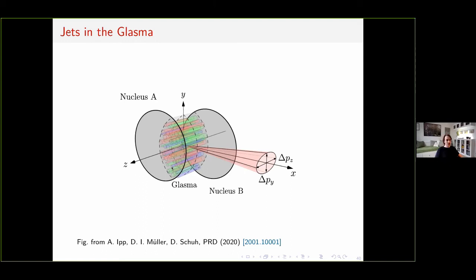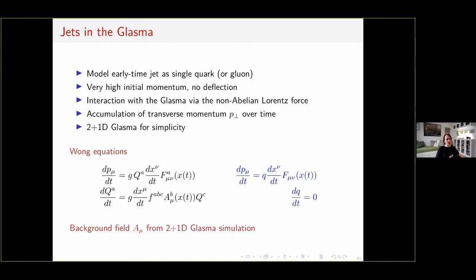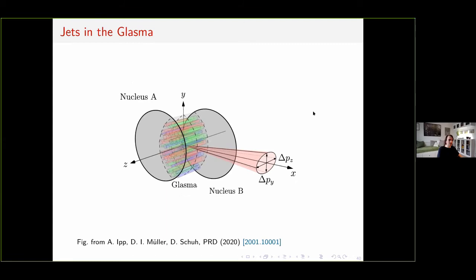So as I said, we model a jet just as a single quark or a single gluon at the beginning. It moves with very high initial momentum. And that means that we assume that there's no deflection. So basically, the trajectory doesn't really change because the momentum is so high. But what you can still do is, as it moves through the Glasma, the non-abelian Lorentz force of the Glasma will affect the jet, affect this quark. And even if it doesn't change its trajectory, it will accumulate some transverse momentum, so orthogonal to X, so Y and Z, over time.